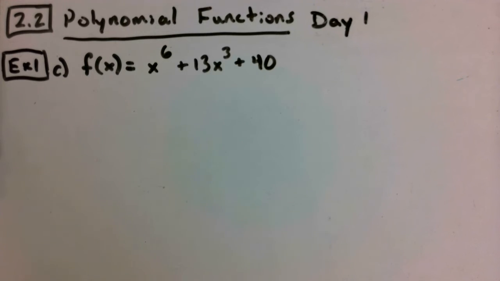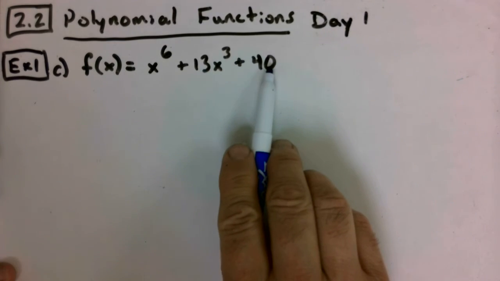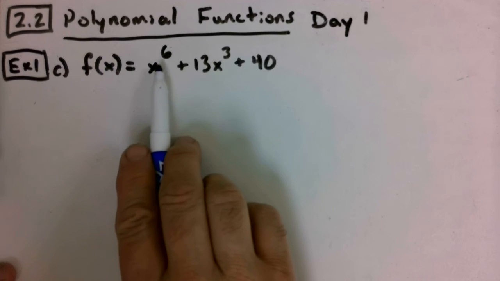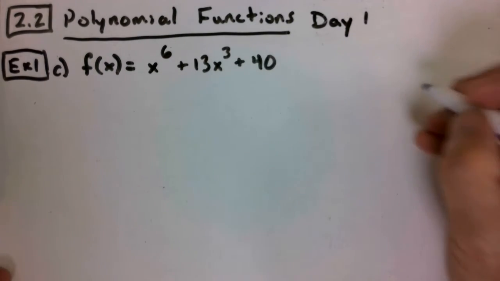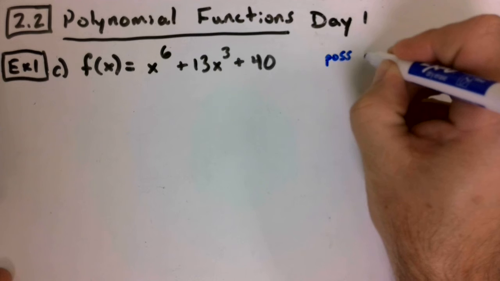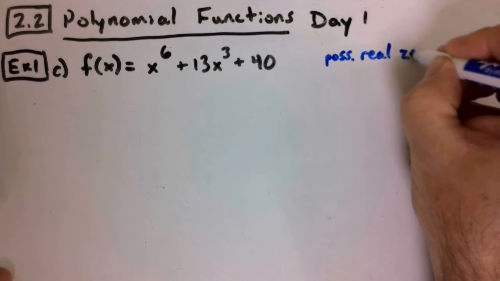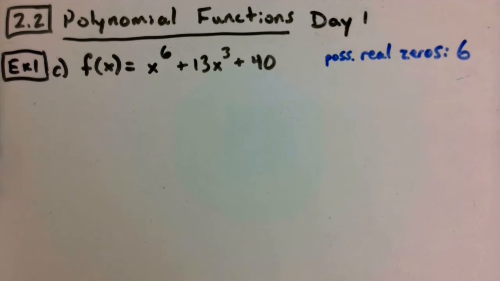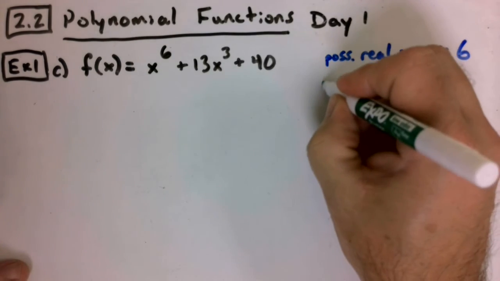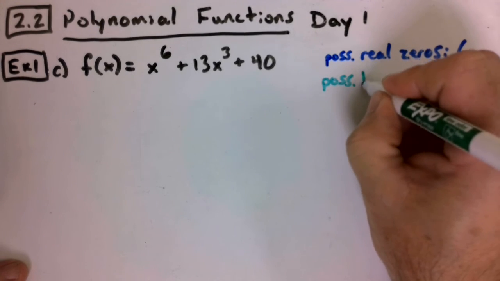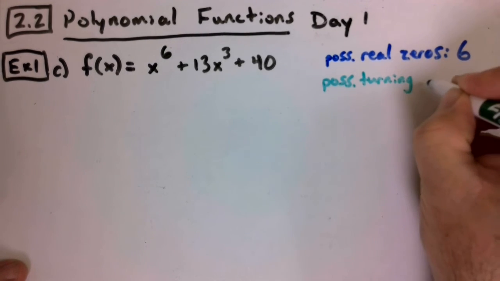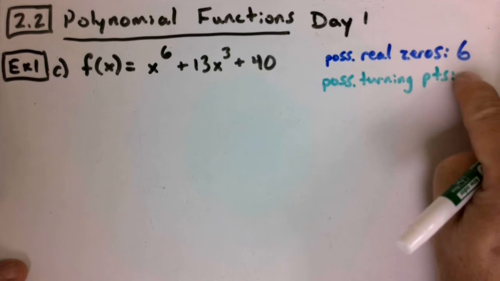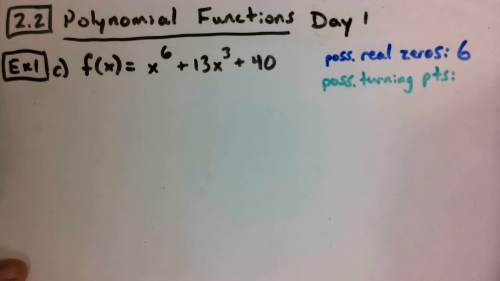So to start, we do want to take a look at your highest power of x and determine what the degree of the polynomial is. It's degree 6, and that is also the number of possible real zeros. So there are as many as 6 possible real zeros. Might be less than that. That's a maximum number. We also need to look at the number of possible turning points. And that is always one less than your number of possible real zeros. So there are as many as 5 turning points in this problem.